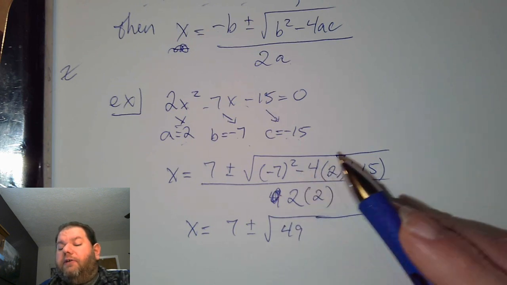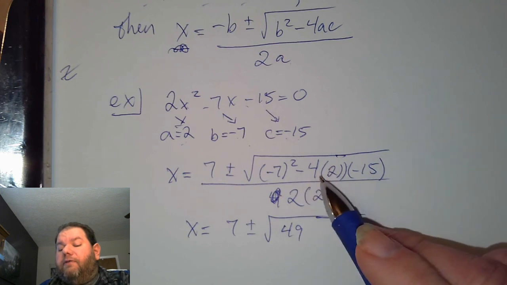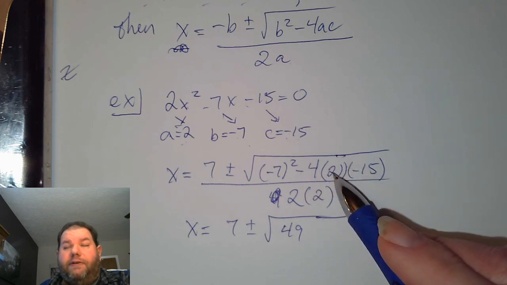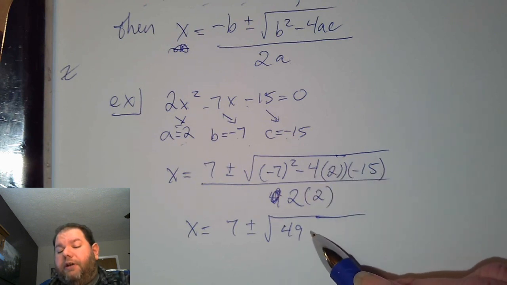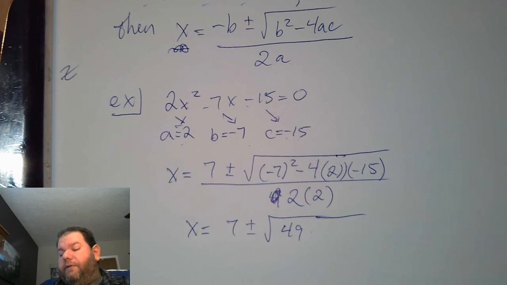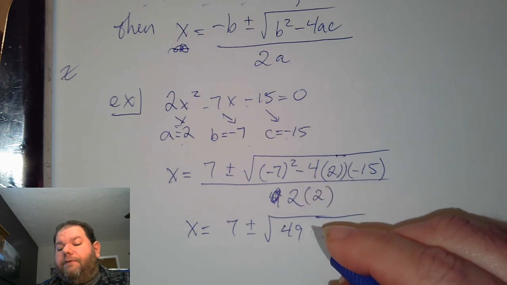And then we have minus 4 times 2 times minus 15. So if we have minus 4 times 2, which is 8, minus 4 times 2 times minus 15, is that going to be positive or negative? Positive, right. So we have two negatives here, and that will multiply together to be a positive.